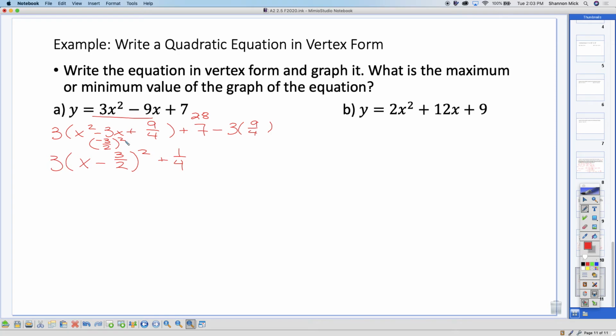1.5 times 1.5, what is it off the top of your head? 2.25. Just do the fraction. Kendra, did that make sense? So I have 3 times 9 over 4. I can't reduce it, so that's 27 over 4. So this 7 is going to be 28 over 4. 28 minus 27 is 1. That's exactly what I put.